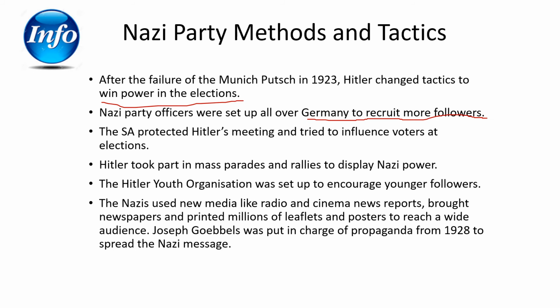So the SA were the armed wing of the Nazi Party. These were people like thugs. They'd go around and intimidate people, they'd stand at the doors when Hitler was to speak to make sure only people that he wanted could come in. They'd intimidate people. If there were people with different views to them, they might beat them up.